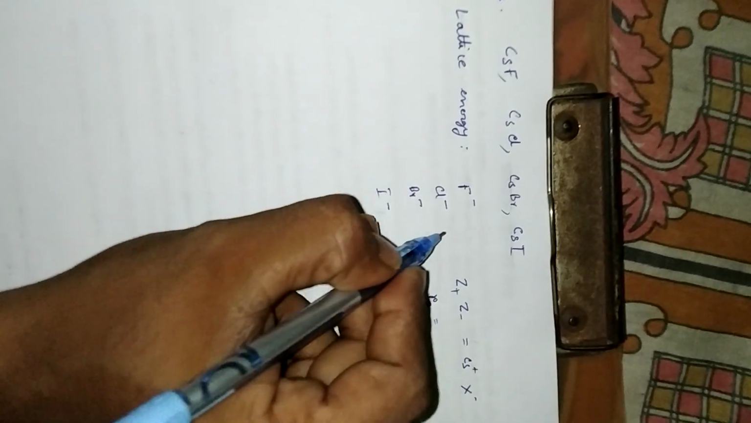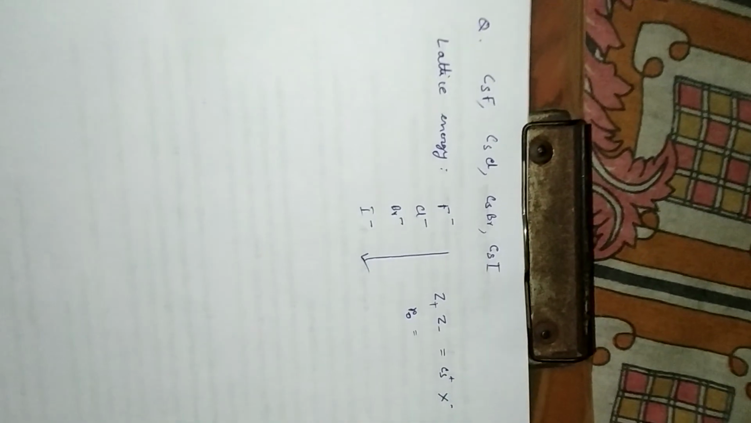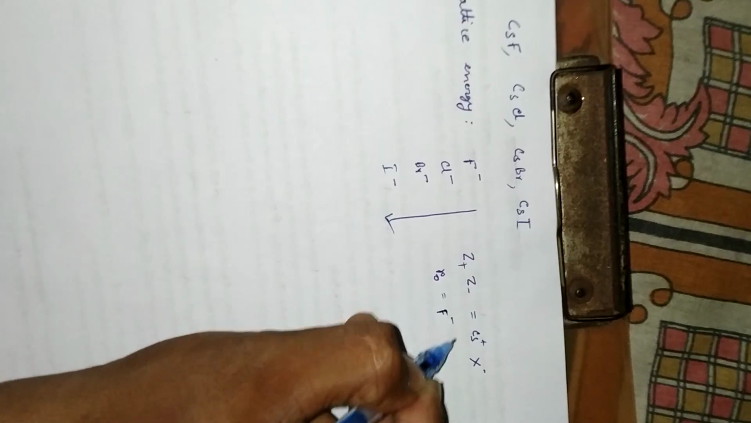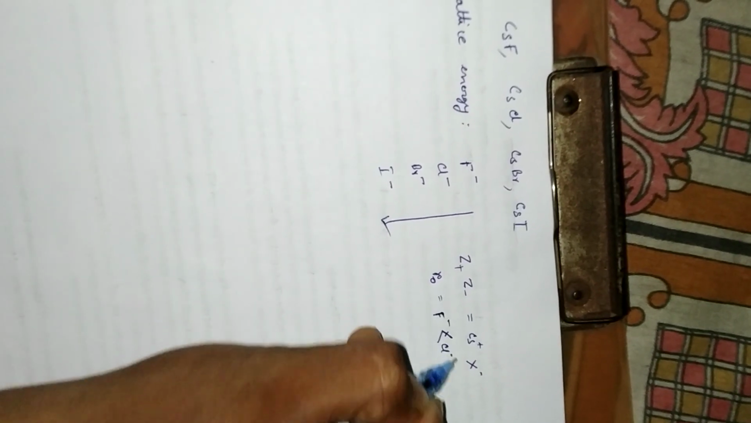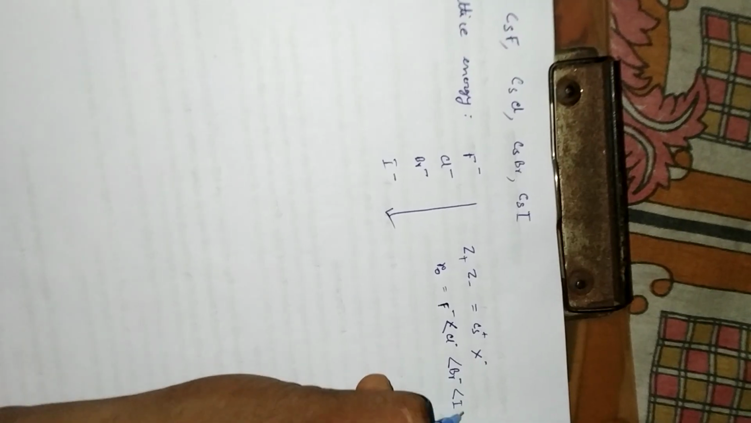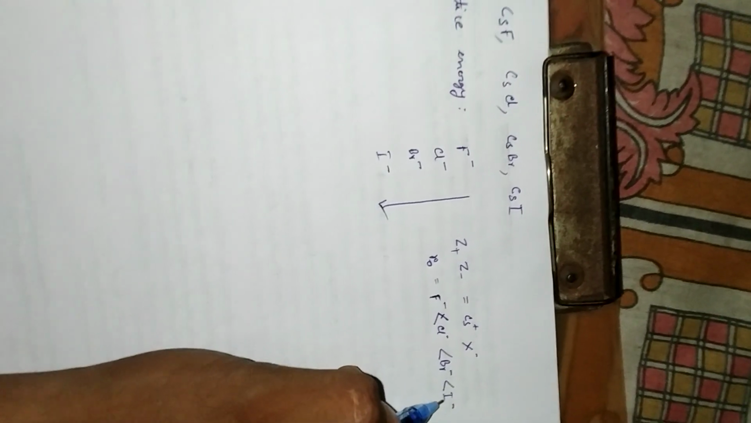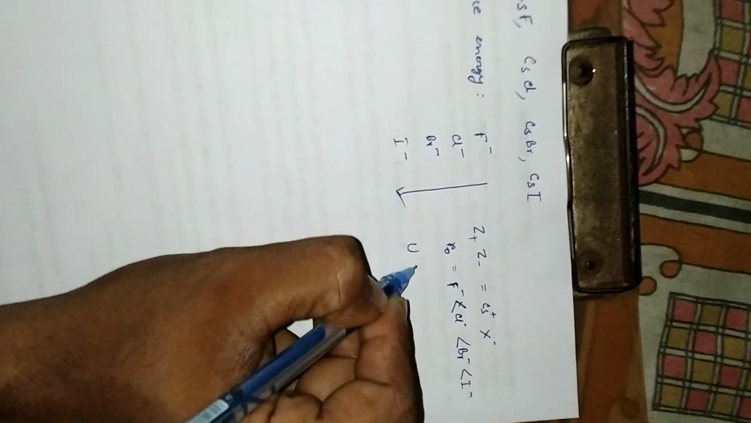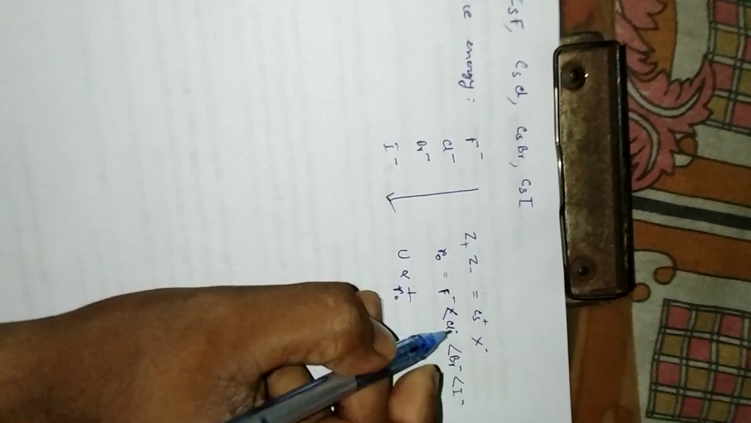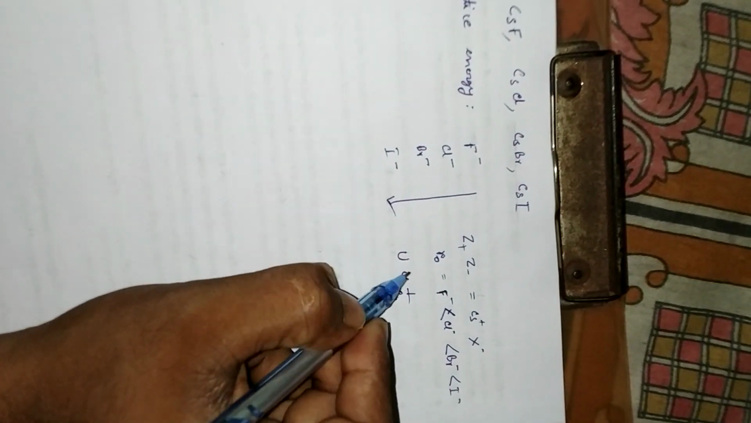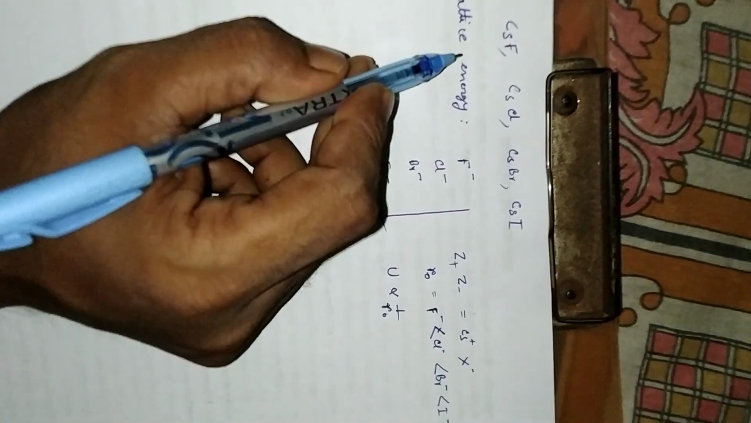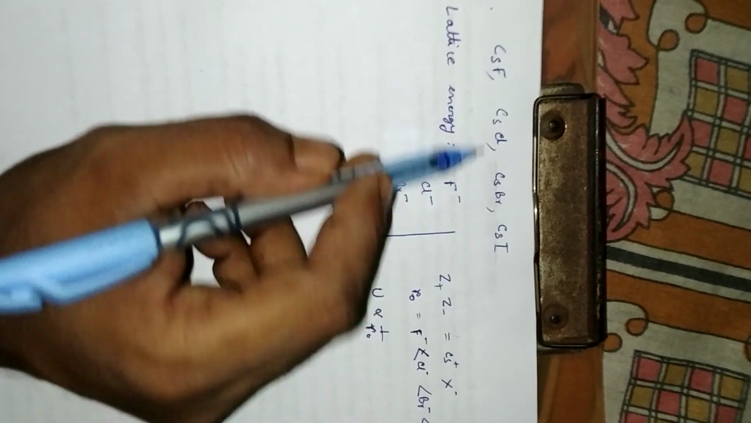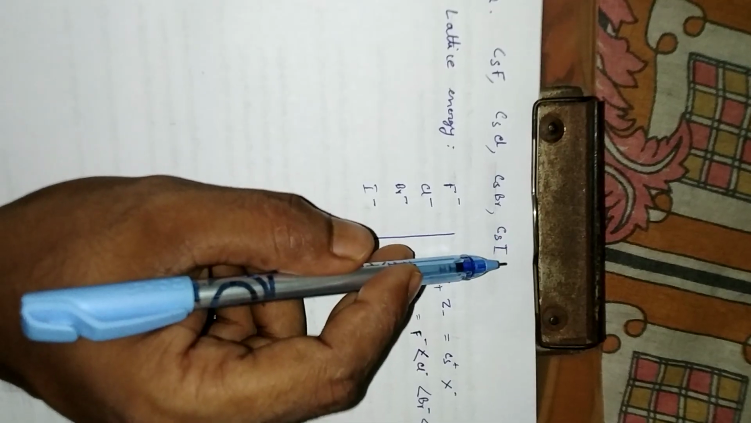Down the group we know that radius increases, so R0 increases. Down the group the R0 order will be F minus less than Cl minus less than Br minus less than I minus. We know that lattice energy U is inversely proportional to 1 by R0. So as the radius increases down the group, lattice energy decreases. Here cesium is the same, the cation is the same, so it depends on the anion. As the size of the anion increases down the group, lattice energy decreases.